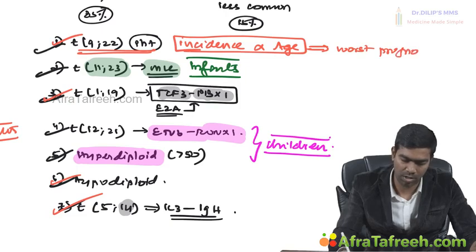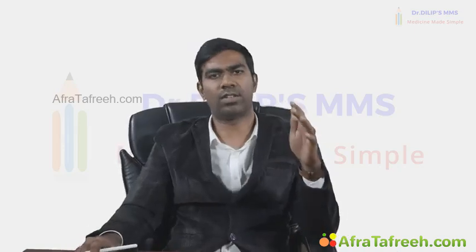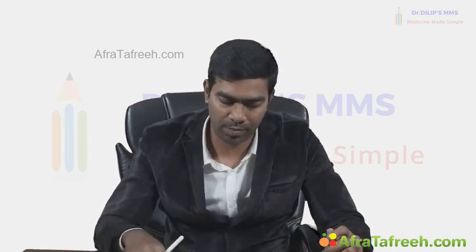Among all cytogenetic changes, if ALL is associated with Philadelphia chromosome positivity, it's going to be associated with the worst, worst prognosis. The worst prognosis is with Philadelphia chromosome positivity.